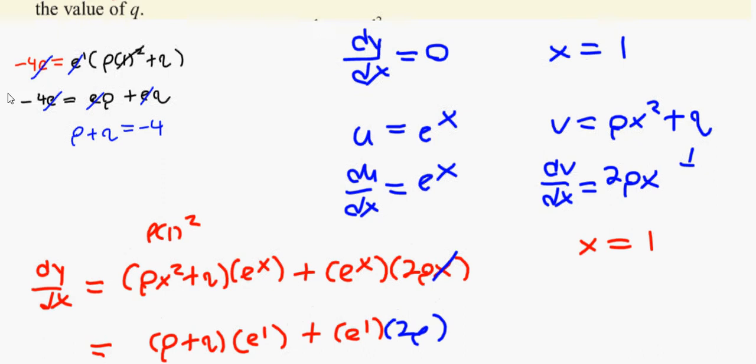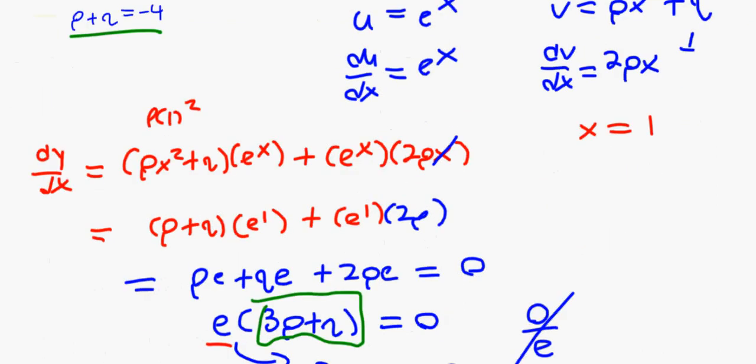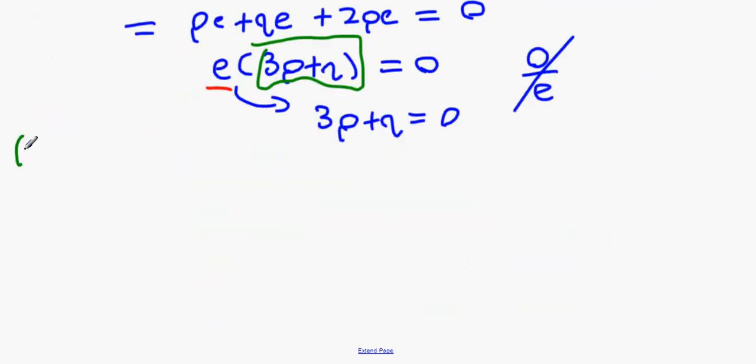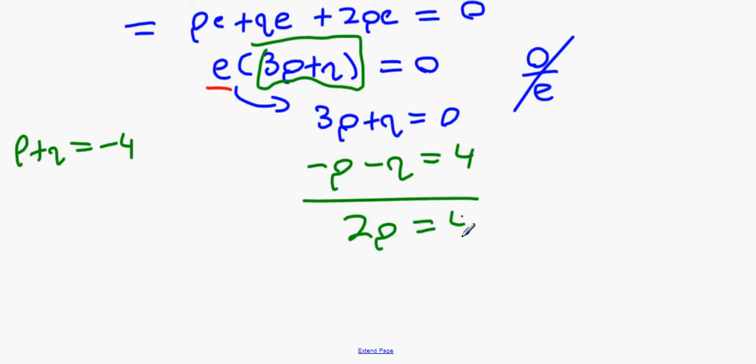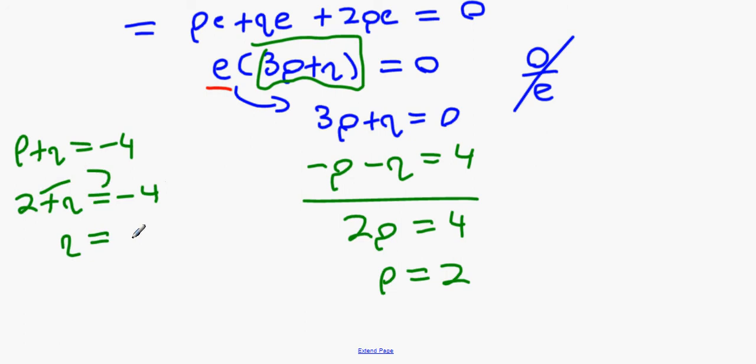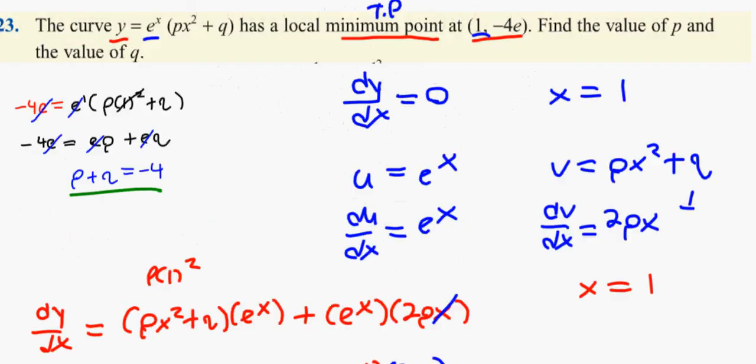Now, we have this other equation here, p plus q equals minus 4. I'm going to multiply that equation by minus 1. And what we're going to find out is that 2p equals 4, therefore p must equal 2. If we know p is 2, 2 plus q equals minus 4, bring over the 2, q therefore is minus 4 minus 2, q equals minus 6. So we know it's 2 and minus 6. Moving on.